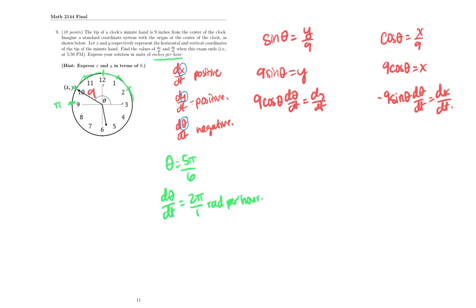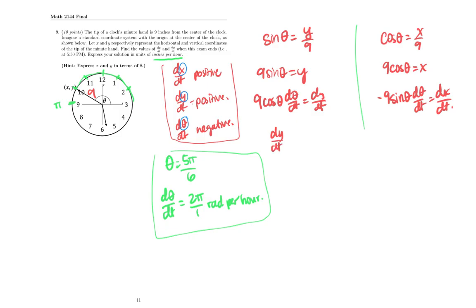Okay, so now, that's kind of my first thought. This is what I need to plug in. Those are my 2 functions. So I can say now that dy dt is equal to 9 cosine 5 pi over 6 d theta dt, which is negative 2 pi. Oh, sorry, it's negative 2 pi, because remember we said d theta dt was negative. And then dx dt is equal to negative 9 sine of 5 pi over 6 times negative 2 pi.